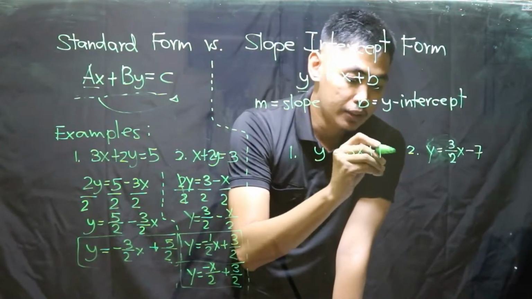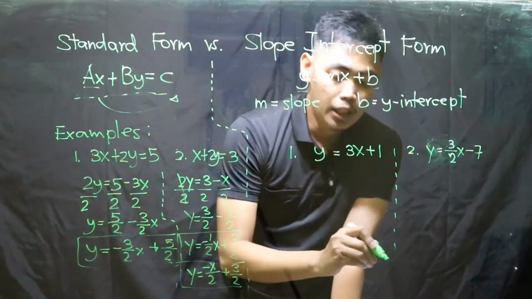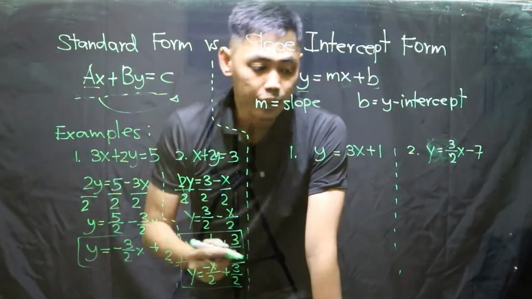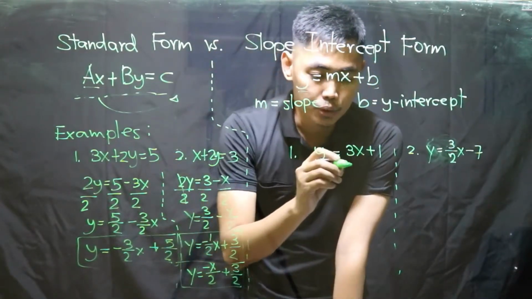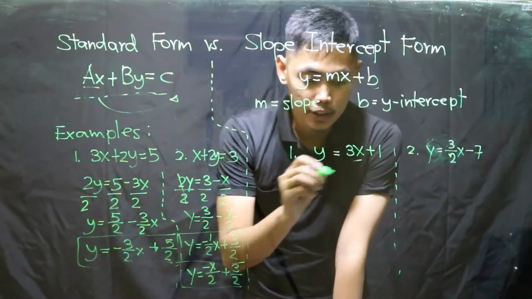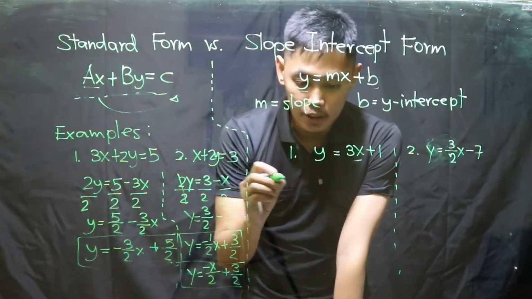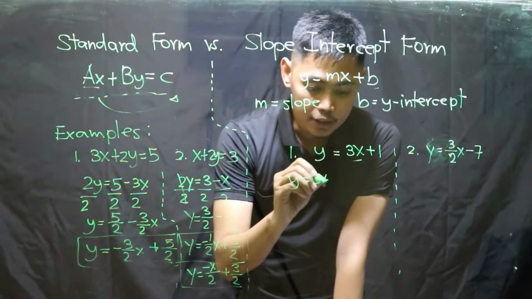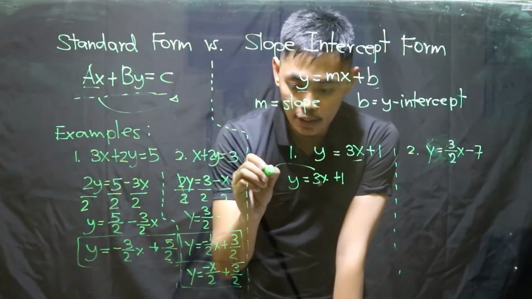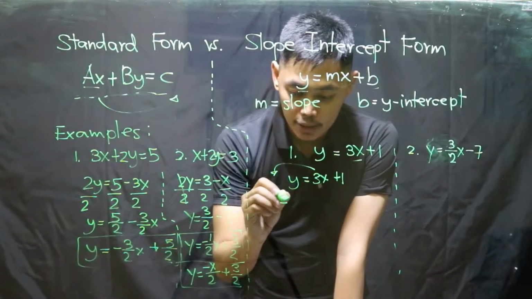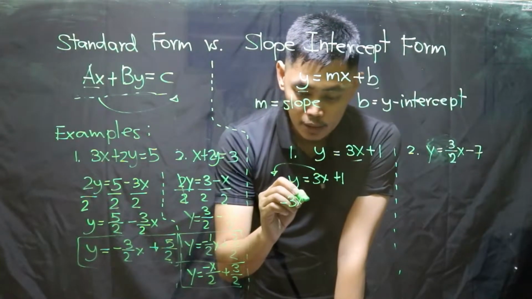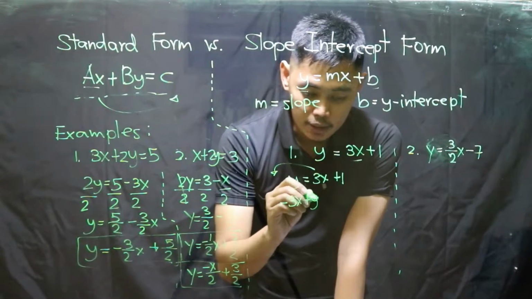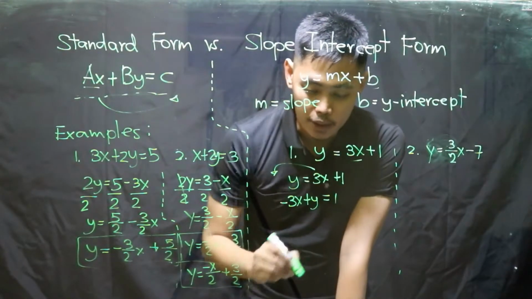But how about this one to standard form? So easy, we will just need to transfer 3x to the other side. So you can say y is equal to 3x plus 1. So transfer 3x here, it will become negative 3x plus y is equal to 1.